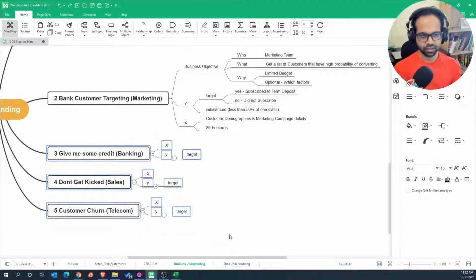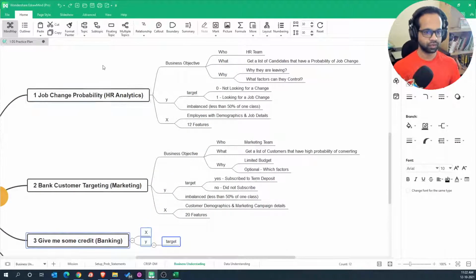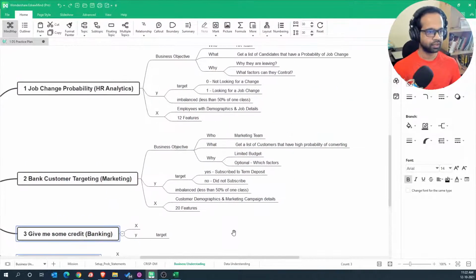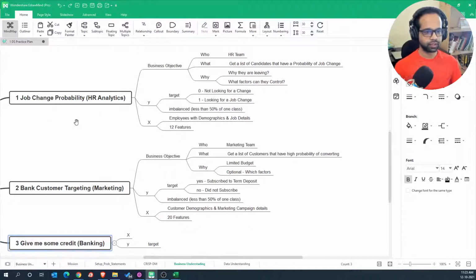Maybe I'll have sessions on doing this, but as homework, whatever I'm doing for these two problem statements, go ahead and start doing it for these three problem statements. So by the end of it, you will have practiced five different problem statements with me. That is going to help you in a super way and build your confidence during interviews.